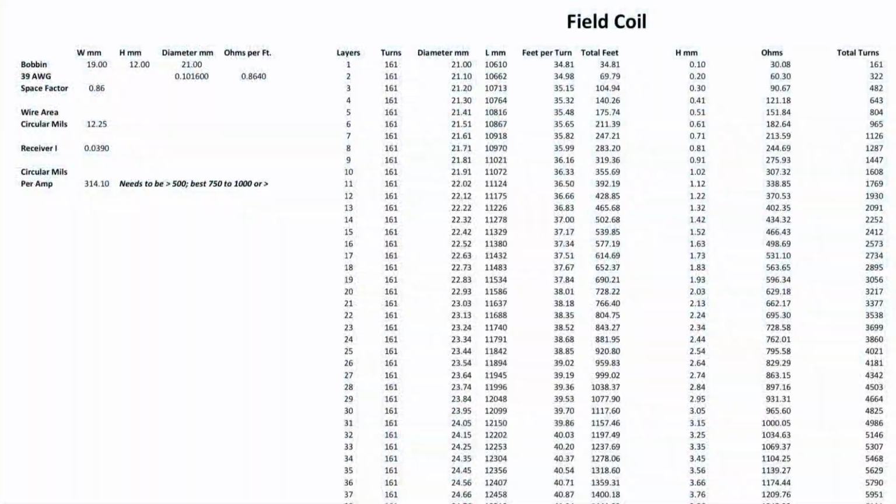I was taking a closer look at things and you can see what I did. I've got a simple spreadsheet that I put together. And I've got all the specifications in here for the 39 AWG wire. And you can also see the bobbin specifications that I'll be working with as well. In doing so, it allows me to calculate or estimate the number of turns and the number of layers or wraps of wire that I would need to get the desired DC resistance of 1800 ohms.